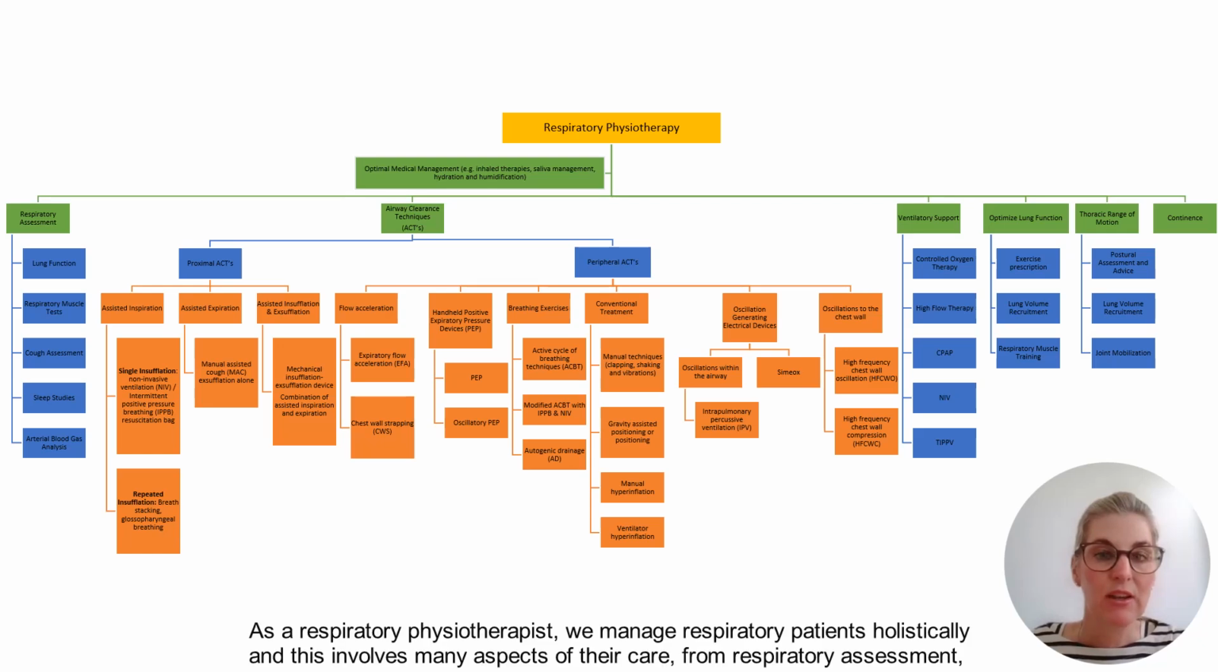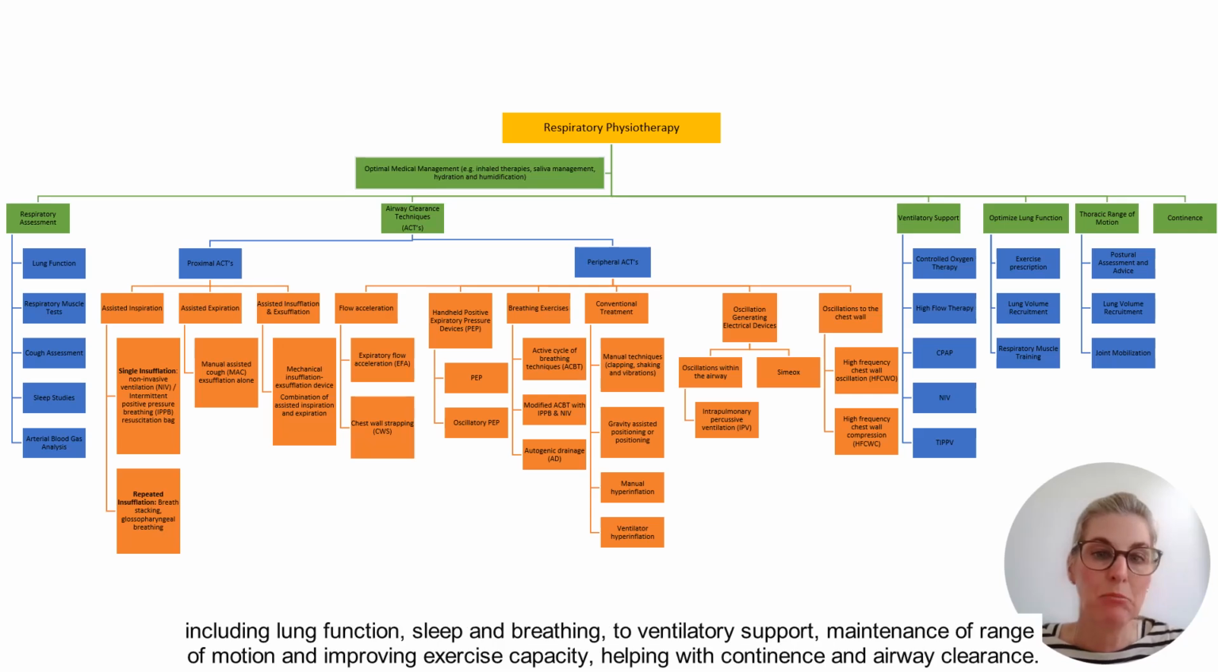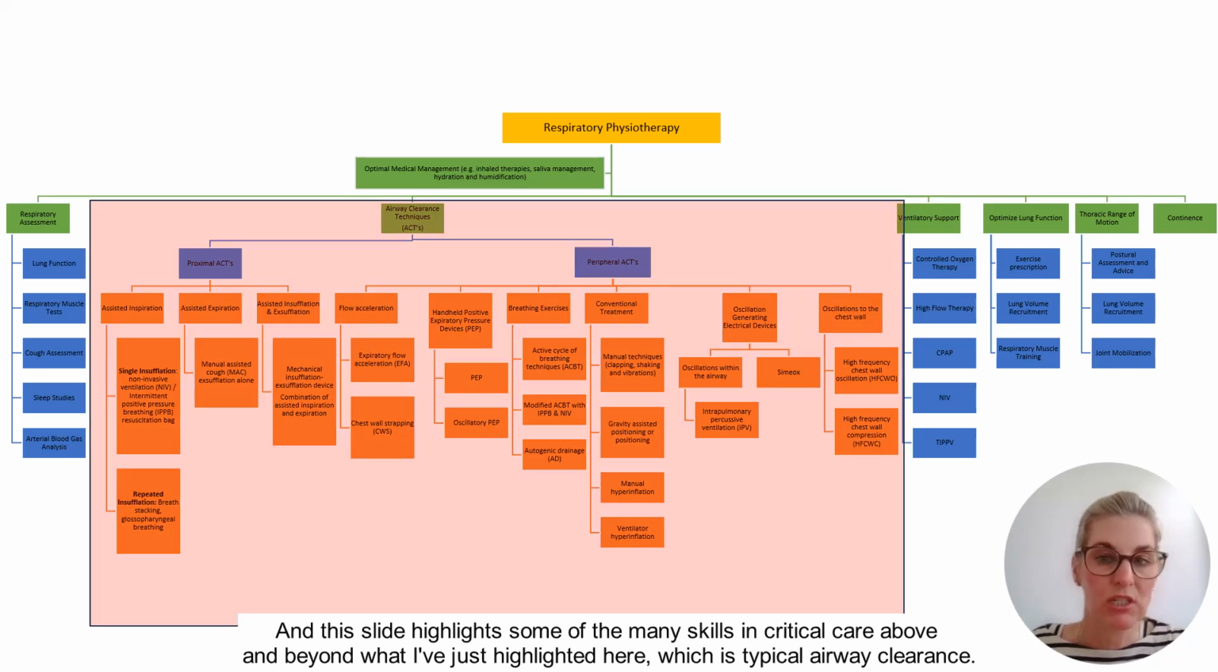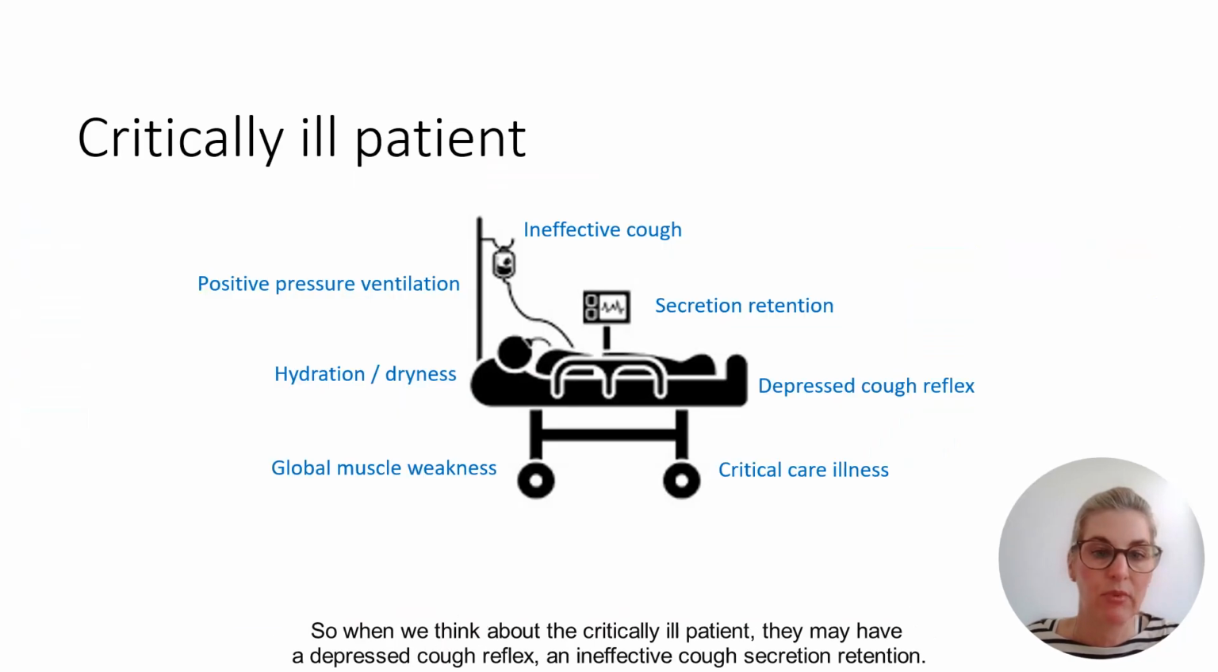As a respiratory physiotherapist, we manage respiratory patients holistically, and this involves many aspects of their care, from respiratory assessment, including lung function, sleep and breathing, to ventilatory support, maintenance of range of motion, and improving exercise capacity, helping with continence, and airway clearance. And this slide highlights some of the many skills in critical care above and beyond what I've just highlighted here, which is typical airway clearance.